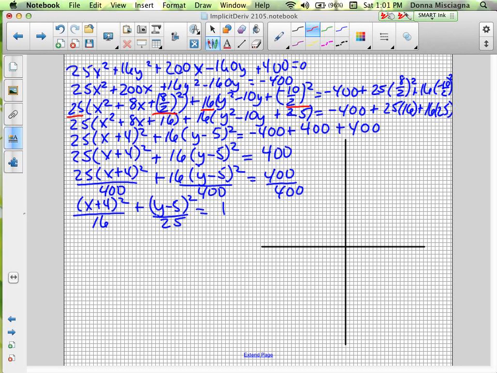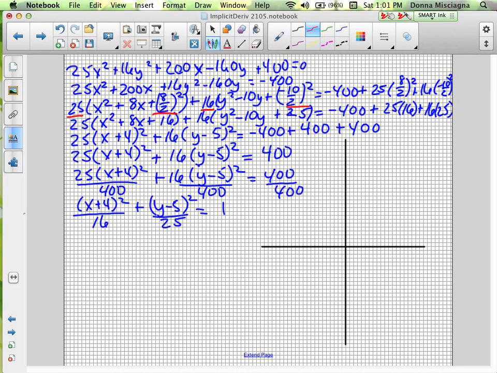When it's in standard form, we want to have that equal to 1, and that is going to give us the values of our horizontal and vertical axes. So we just divide everything by 400. It always goes in evenly; I've never seen it not go in evenly. That's going to reduce to 16 and 25, which are perfect squares.